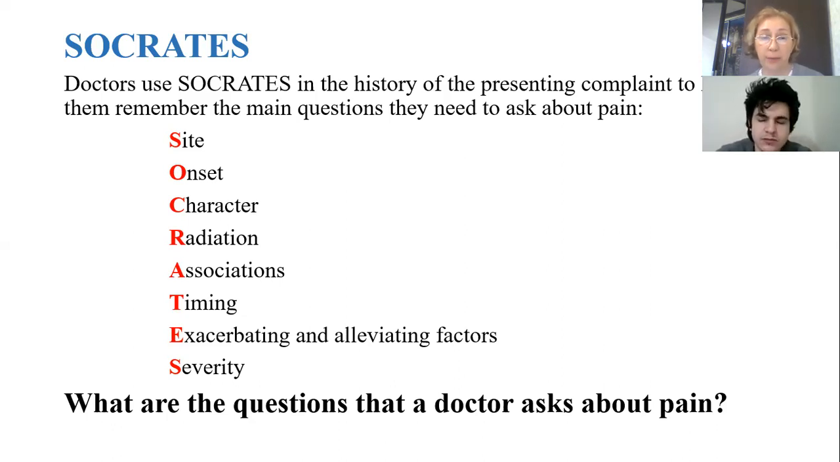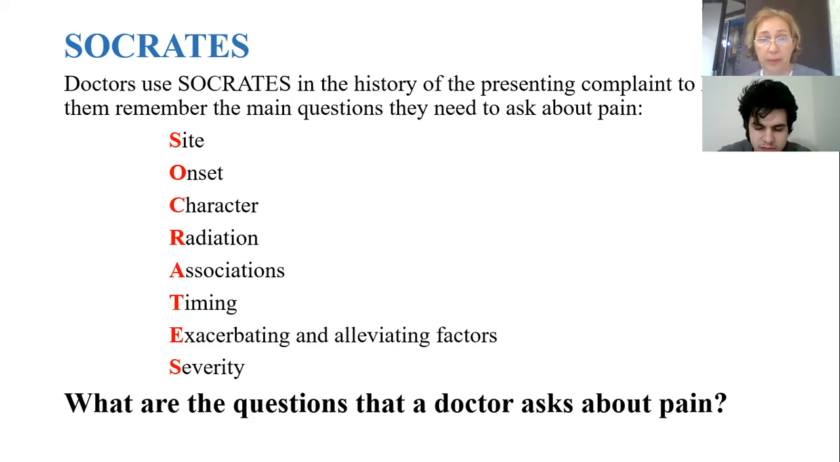Then T, timing. E, exacerbating and alleviating factors. Exacerbating factors are the factors that make the pain worse, and alleviating factors are something that can make the pain less severe. And severity, S, how strong the pain is, how bad it is, and so on.